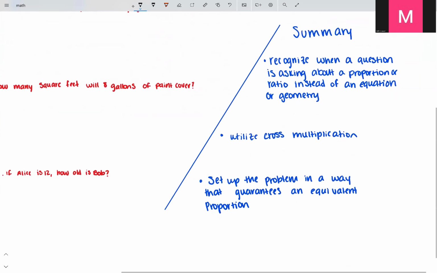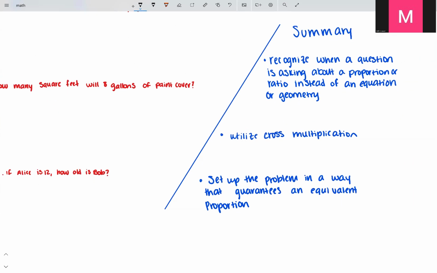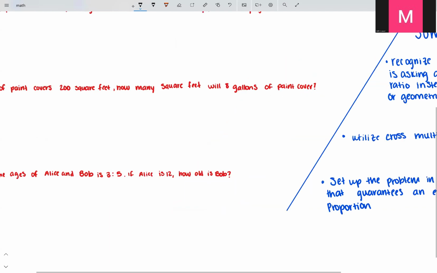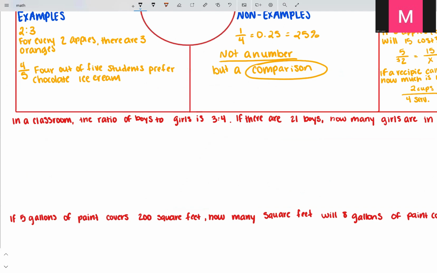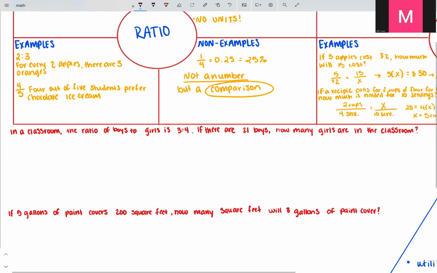We want to utilize cross multiplication, and we want to set up a problem in the way that guarantees an equivalent proportion. So first we have, in a classroom, the ratio of boys to girls is 3 to 4. So we'll write it like this. And we'll say boys to girls, matching them up.